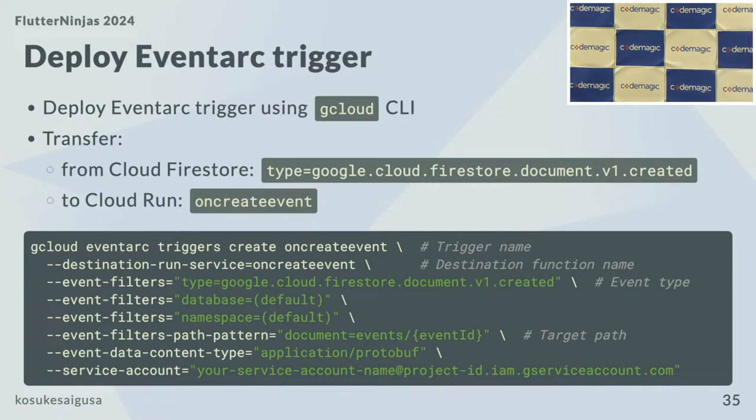And the event type. This is strictly defined in the specification, but if you want to trigger on Cloud Firestore event creation, you need to say google.cloud.firestore.document.v1.created, like this. And then this part, the filter path pattern, you need to specify which collection and document you want to trigger on creation. So this time, for example, the events collection and any document in the collection, eventId. So this is how you can deploy an Eventarc trigger on GCP.